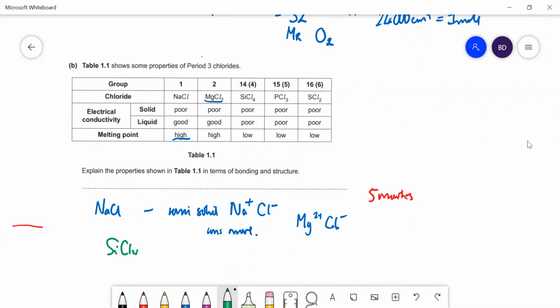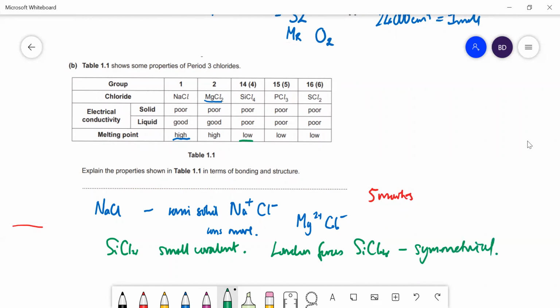SiCl4, well, that's a small covalent molecule. So why has it got a low melting point? Because you've only got weak intermolecular forces. You're going to have London forces between SiCl4 molecules. There's no permanent dipole in SiCl4 because it is symmetrical. You're only going to get London forces. And it won't conduct electricity because there are no delocalized electrons and no ions. Okay.